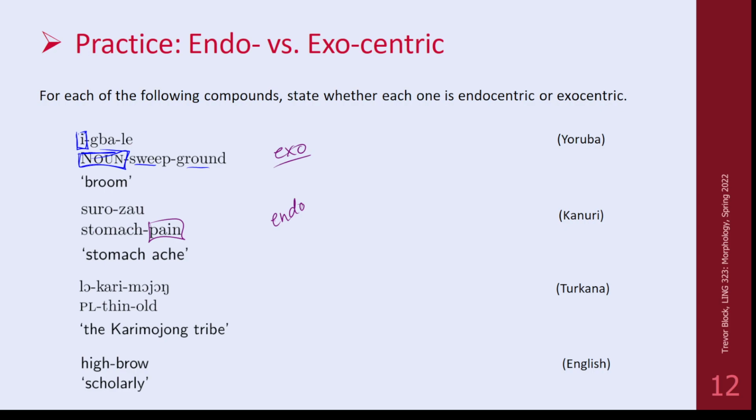The Kari Moyong tribe. So the meanings here are thin, old, and plural. So this is another example of exo, because this refers to a group of people, but these descriptions, thin and old, are descriptions, of course. The actual meaning, the referent of this, isn't something thin or something old, it is a group of people. And in English, we have highbrow, meaning scholarly, which is not a type of high or a type of brow, so this is also exocentric.